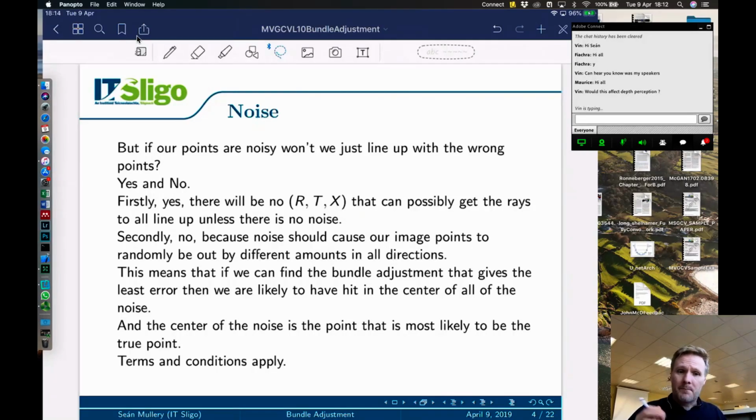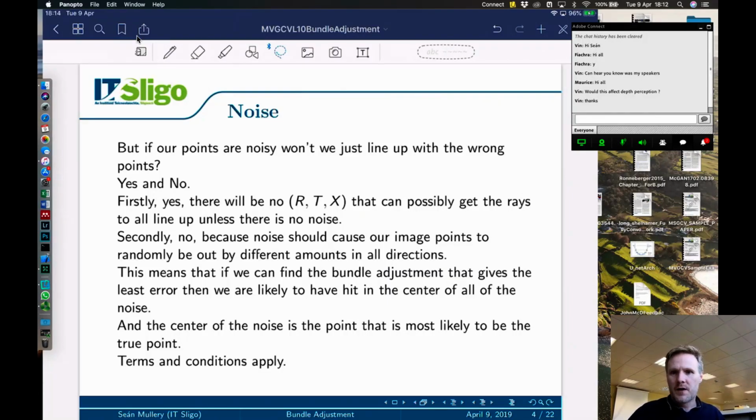So our images will have these things in the wrong points, but the thing is that if we get the minimum over all of these, the points that we guess them to be at should actually be more correct than the ones that were actually measured in the image. So this means that if we can find the bundle adjustment that gives the least error, then we are likely to have hit the center of all the noise. And the center of the noise is the point that is most likely to be the true point.